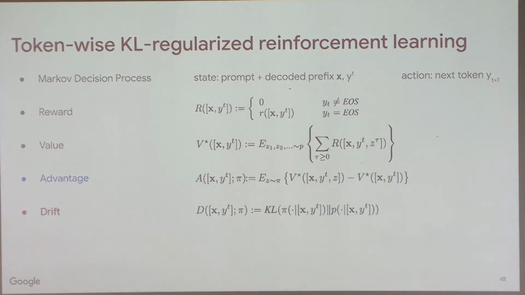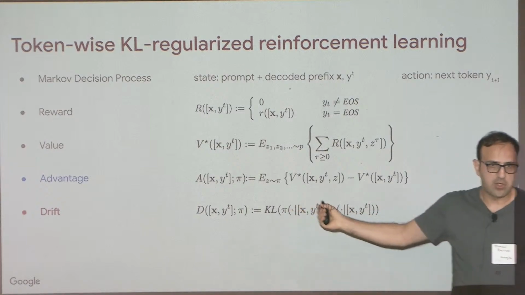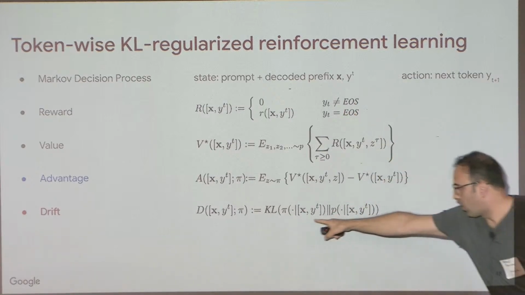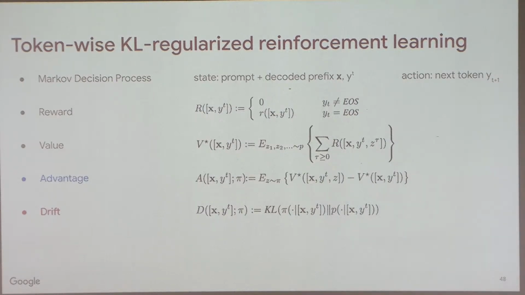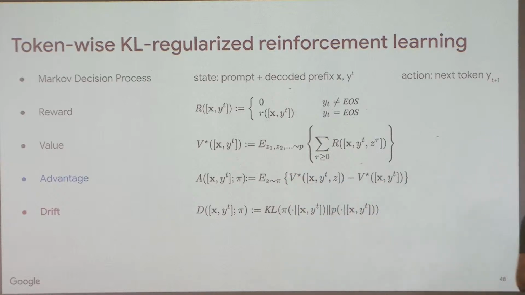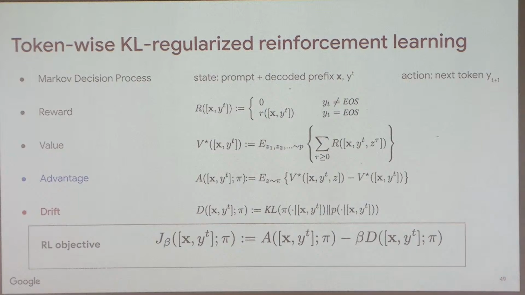And now I'm going to define drift. Again, it's a KL divergence, but it's a token-wise KL divergence. Just basically the KL divergence between the distribution that's induced on the next token, so this is now just one token, given the state, versus the base distribution. Now, if pi is equal to p, both advantage and drift are going to be 0. So we're going to try to make advantage positive, but then we're also going to have some drift. That's the trade-off that we're going to explore. And we define the RL objective as just advantage minus beta times drift. So very similar to how it was defined at the sequence level, but now we defined a new Markov decision process at the token level.